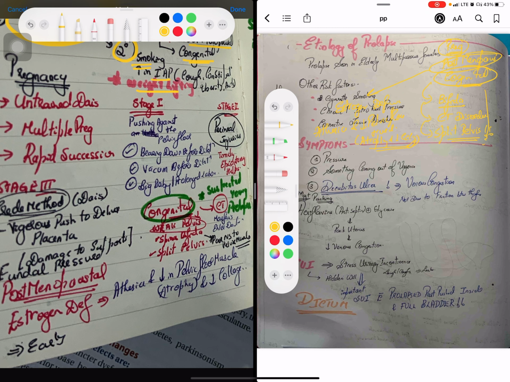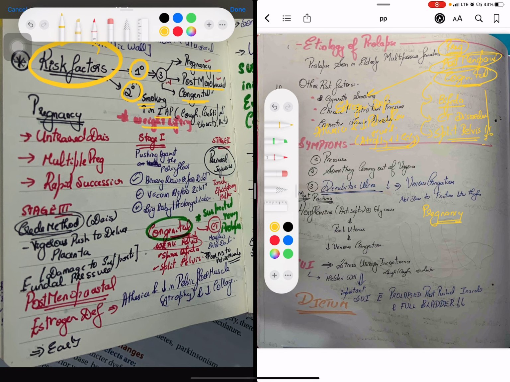Now pregnancy, extensively. In pregnancy, it can be due to the first stage, second stage, or third stage of labor. Just to recall, we are doing risk factors and classifications only now. After that, we'll delve into the other questions.